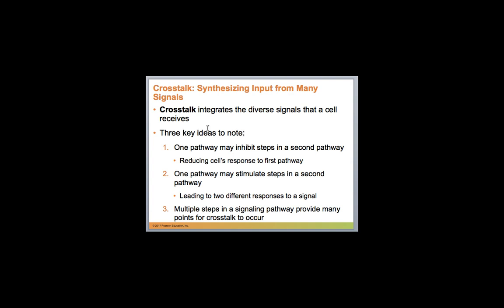One pathway may inhibit steps in a second pathway, and that could ultimately reduce the cell's response to the first pathway. We spoke a little bit about this before when we mentioned things like negative feedback inhibition. One pathway may stimulate the steps in a second pathway. This would be like an activation step, and could ultimately lead to two different responses to a signal. Multiple steps in a signaling pathway provide many points for crosstalk to occur.